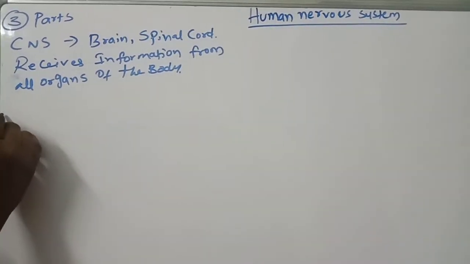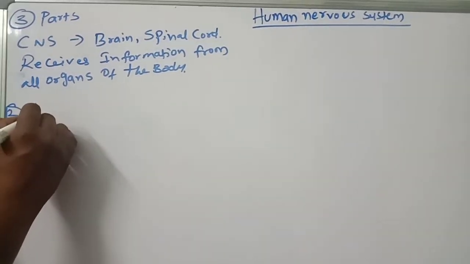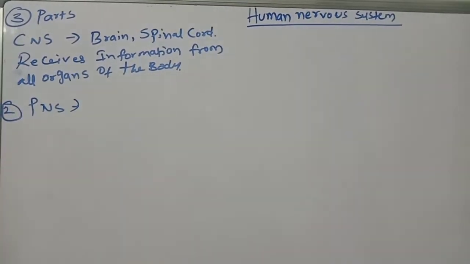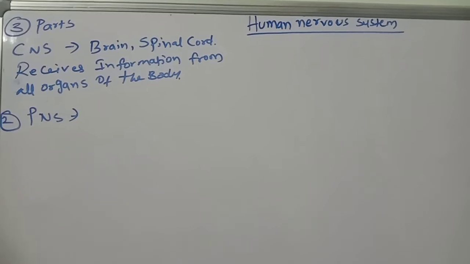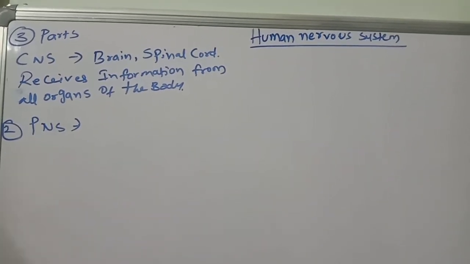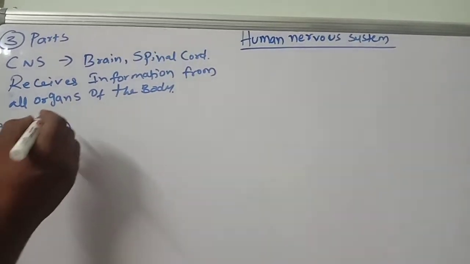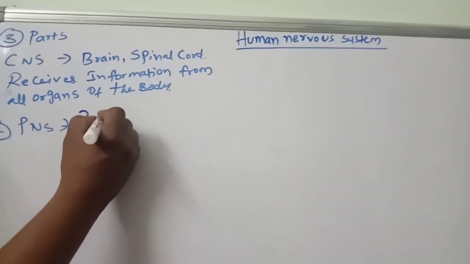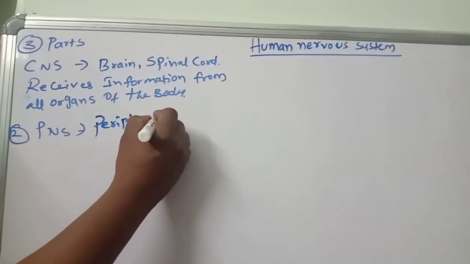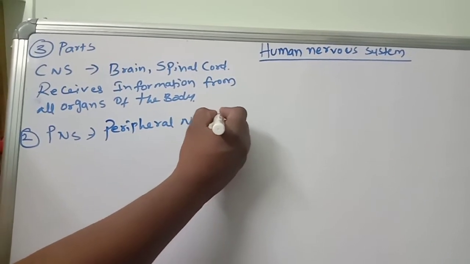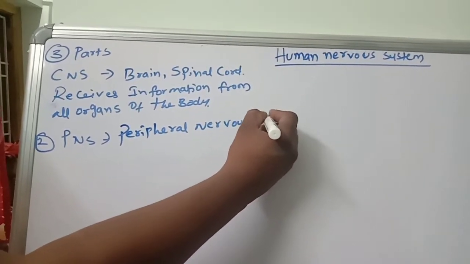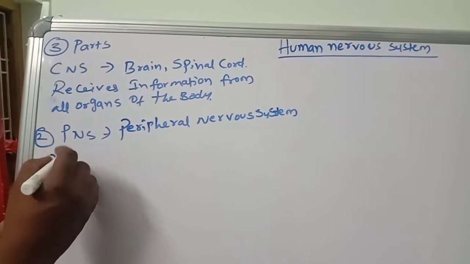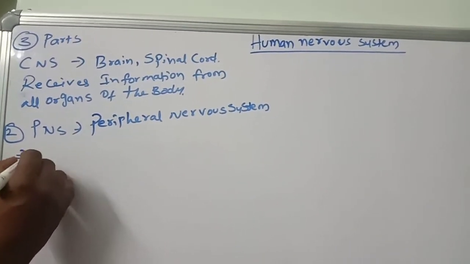Next, the second one is PNS. The brain and spinal cord receive the information from all organs of the body. Then PNS means nerves, the peripheral nervous system. The peripheral nervous system consists of two types of nerves.